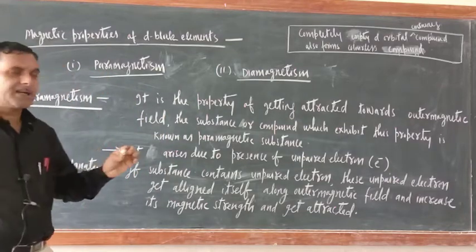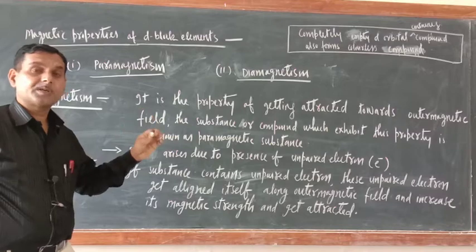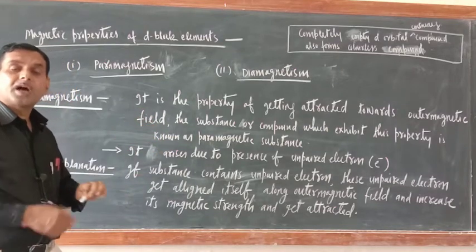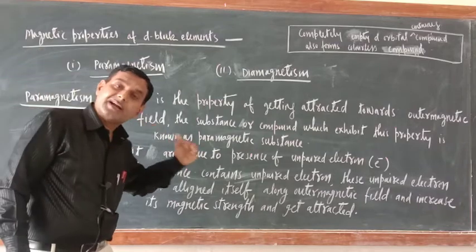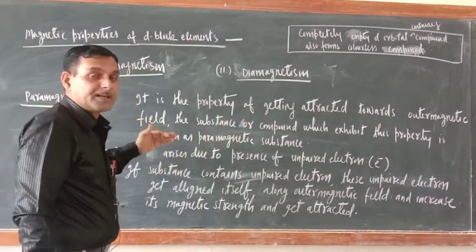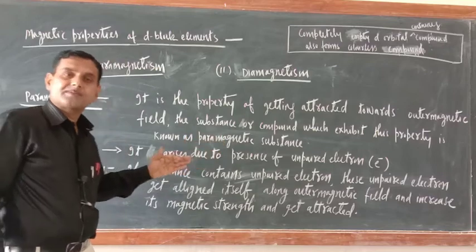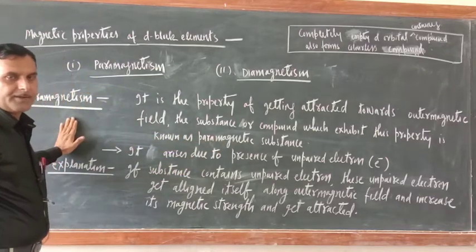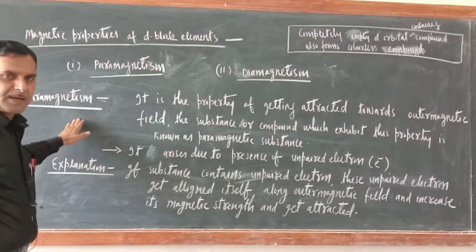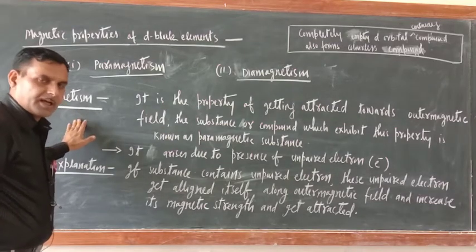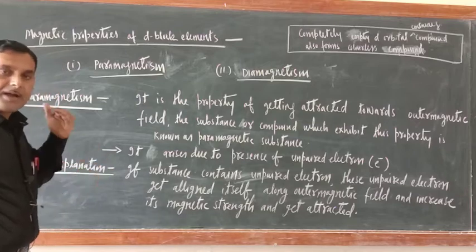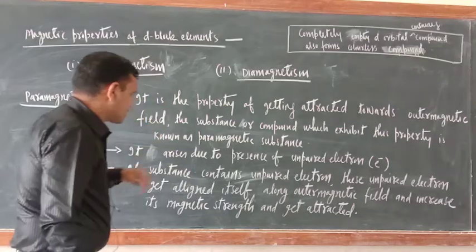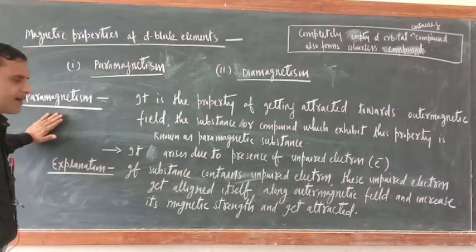It is the property of getting attracted towards the outer magnetic field, and the compound or substance which is getting attracted towards the outer magnetic field is known as a paramagnetic substance, and this phenomenon is known as paramagnetism. The question arises here, why do some substances get attracted and some substances get repelled? So just see, we'll talk about paramagnetism only.